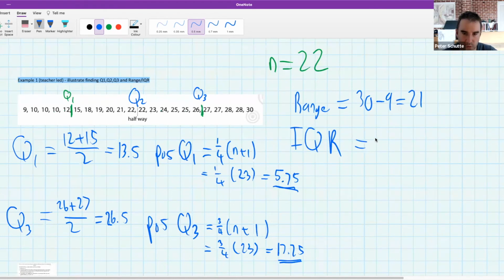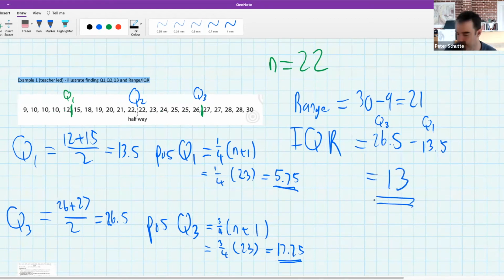So we know what Q3 is. So there's Q3, and for the interquartile range, I should subtract Q1. And so the interquartile range is 13. Fantastic. Now, what does that actually mean?